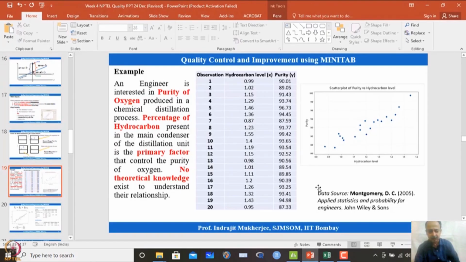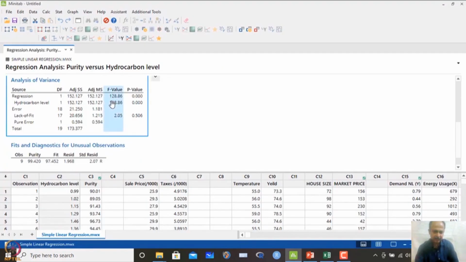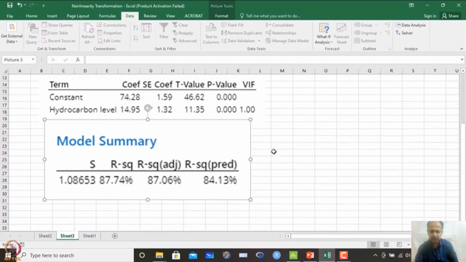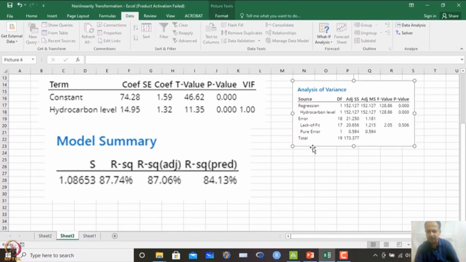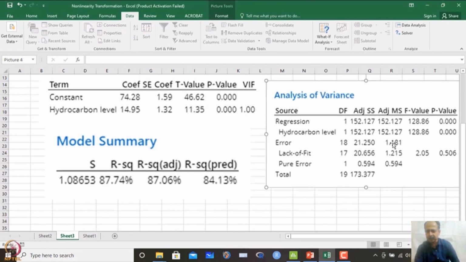Then what are the other results that we are getting over here? This is the analysis of variance that you see over here. So, I can copy this again and paste it over here, and just try to see what is the interpretation of this. Over here, what you see is the regression, this is the regression equation that is developed. It is showing that the p value is less than 0.05, that means this equation is quite significant, and in that case we can adopt this equation, and hydrocarbon level is basically the variable x that we are considering.